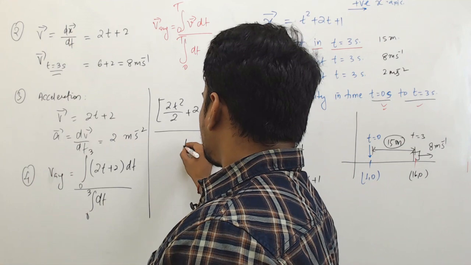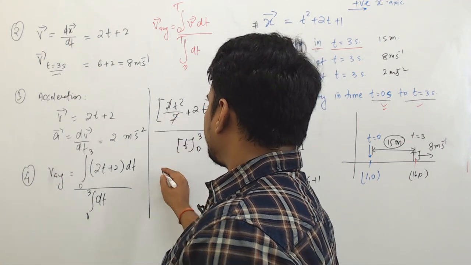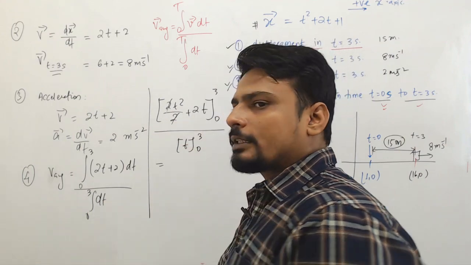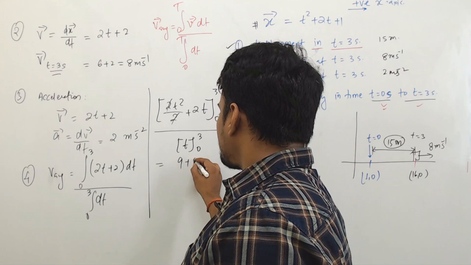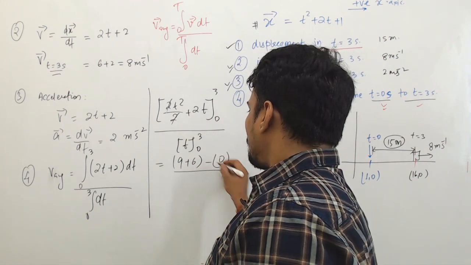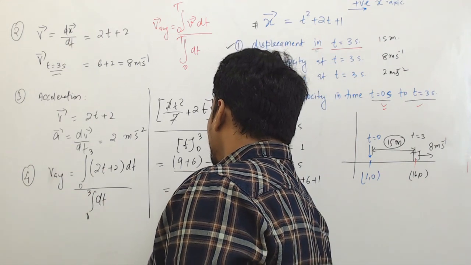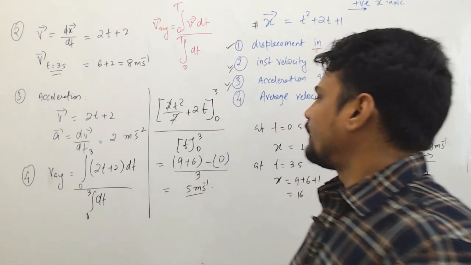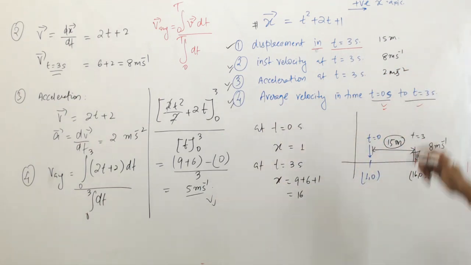Going further, the denominator is t, with limit 0 to 3. So the lower limit will be gone. We'll be having t square plus 2t. Put the upper limit, which is 3. So 3 square is 9, plus 6, minus 0, so it's 15 upon 3. So 15 by 3 is going to be 5 meter per second. So that is your average velocity for this time period, 0 to 3 seconds.